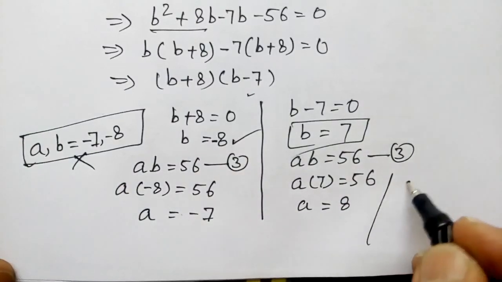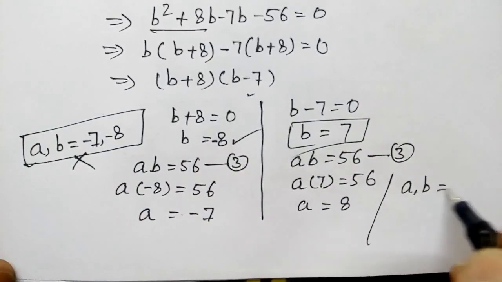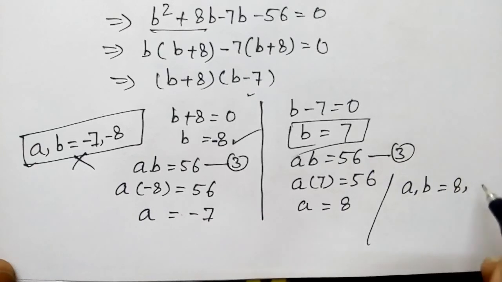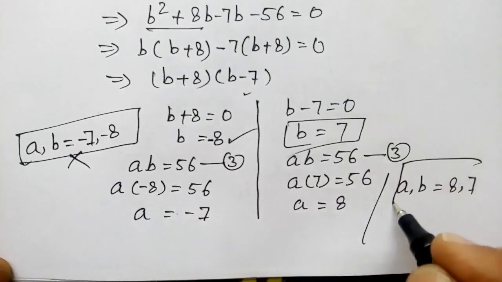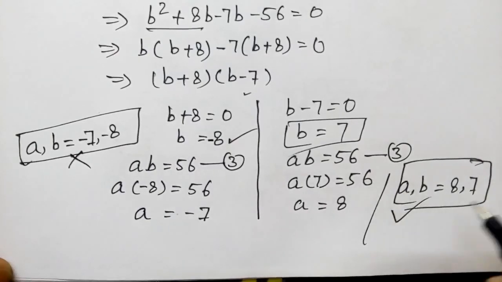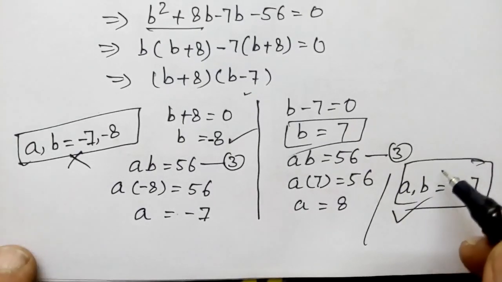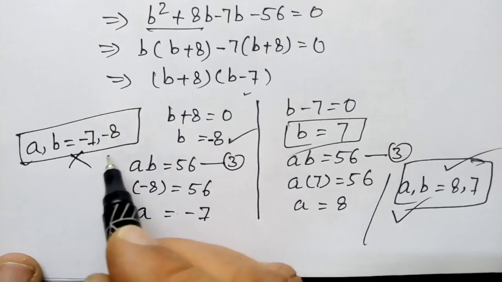Now we can say a is equal to 8 and b is equal to 7, right? This will satisfy the equations. Okay friends, so we will take these values and ignore these.